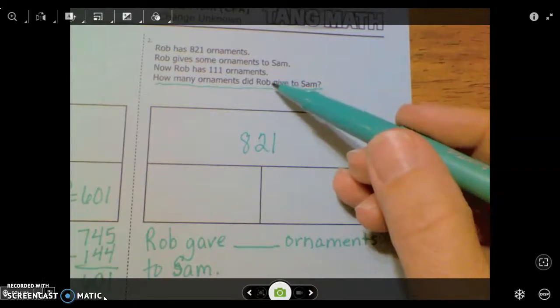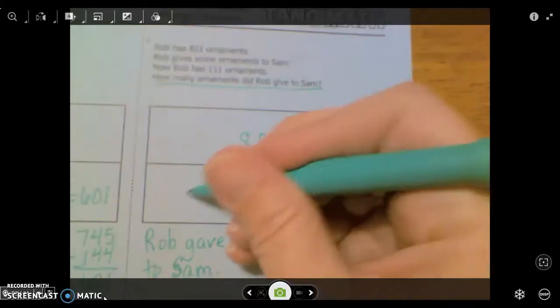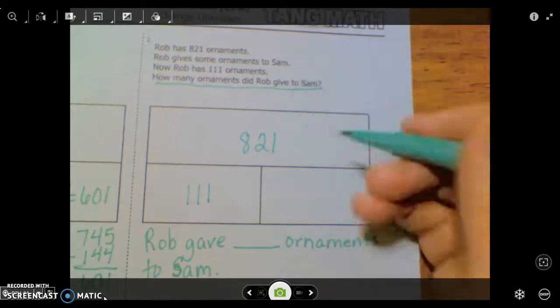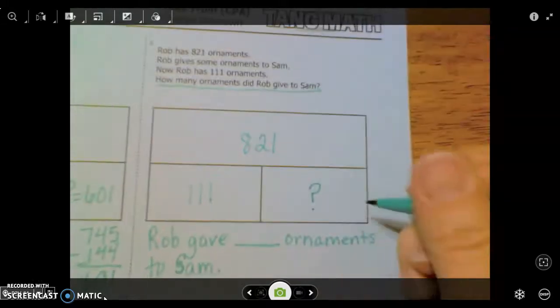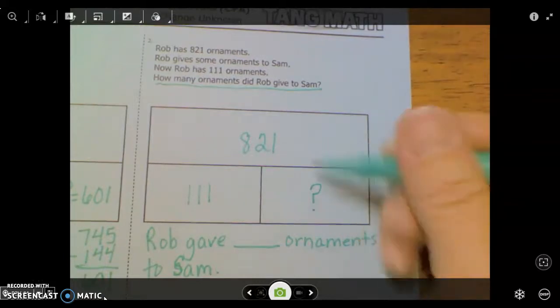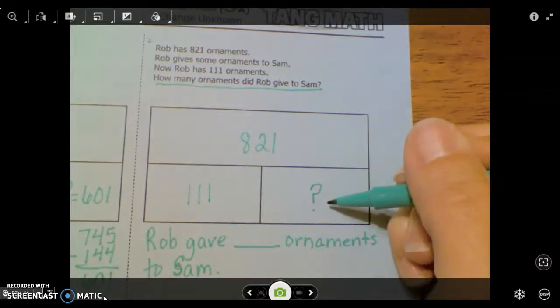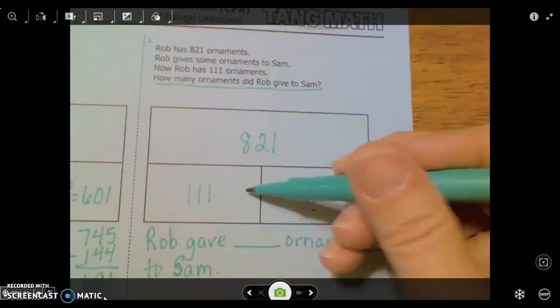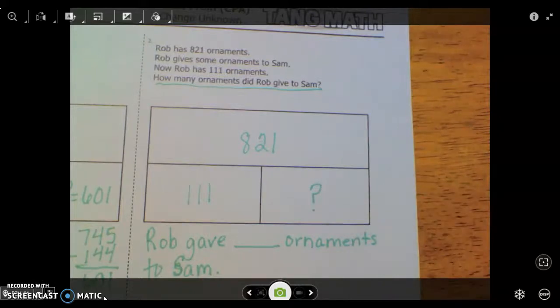Okay. We know that one part is Rob has 111 ornaments after he gave some to Sam. So we want to know how many he gave to Sam so that altogether it will equal 821. Because I have a missing part, this is a subtraction problem. I know my whole, I'm going to take away one part and I will be left with the other part. Make sure you fill in these numbers along with me.